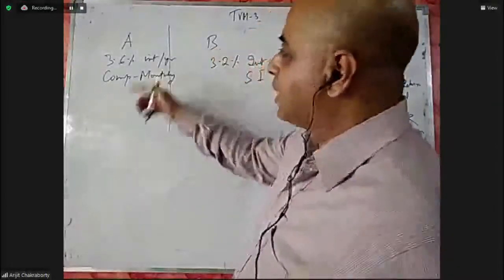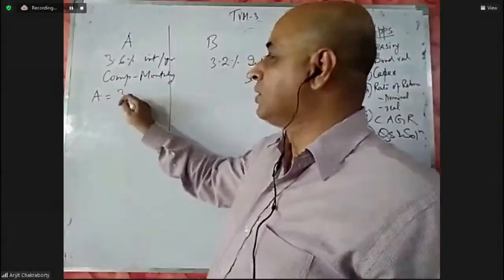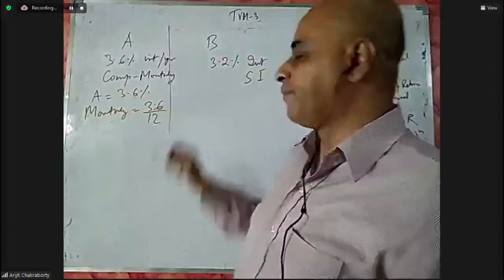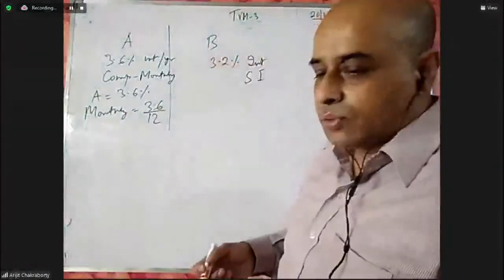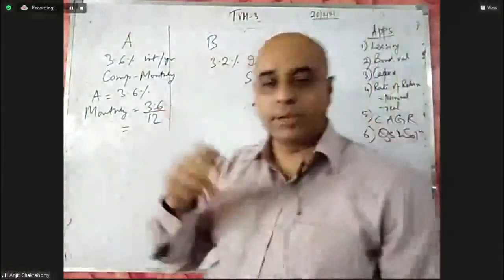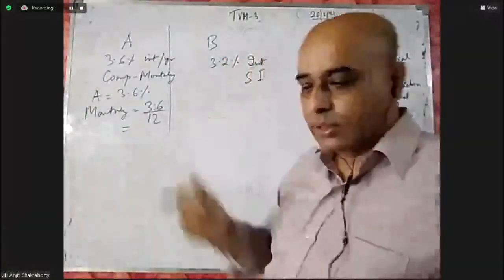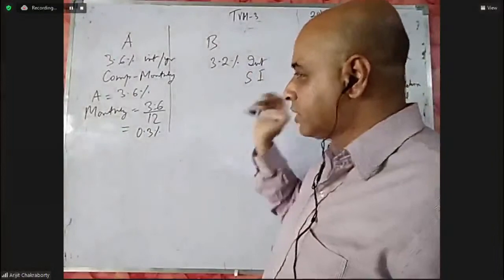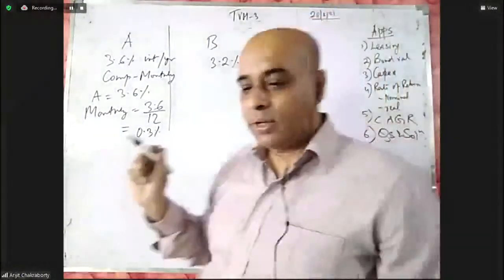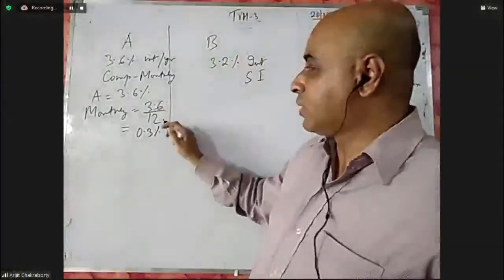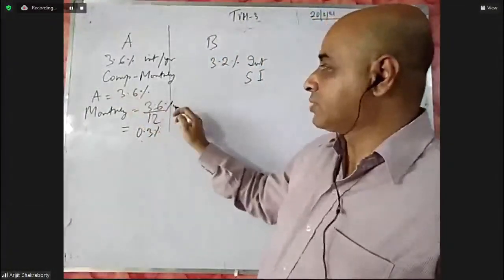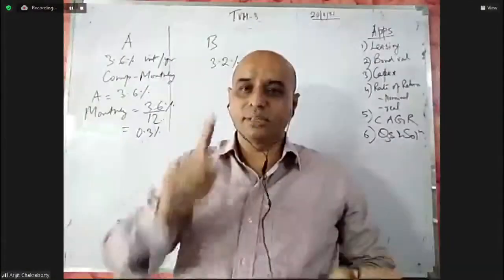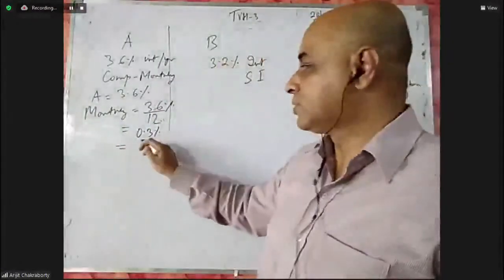Always remember that. Now, 3.6% is the annual interest. So the monthly interest will be how much? 3.6 divided by 12, because there are 12 months in a year. Be careful, there is a decimal sign, so be very careful when you solve it. It gives me 0.3%. But 0.3% actually means how much? 0.003. So don't forget that step. This is equal to 0.003.